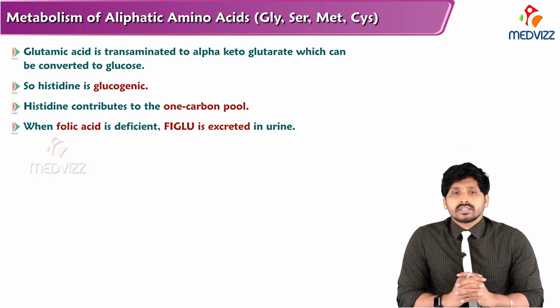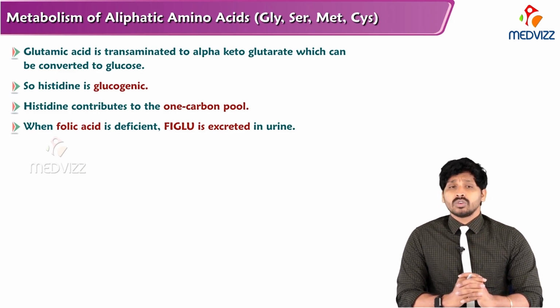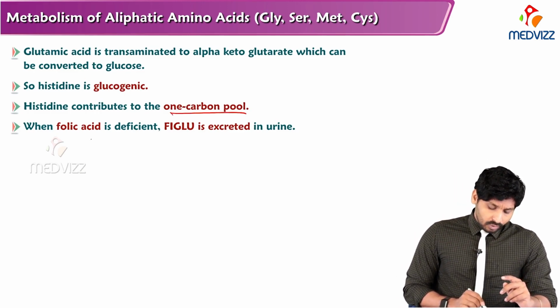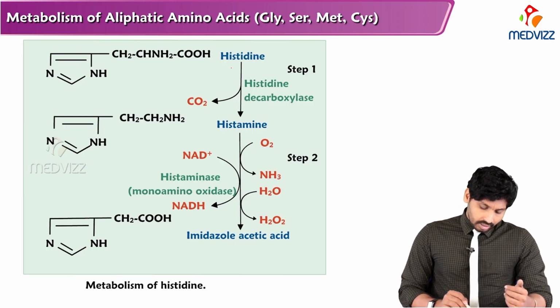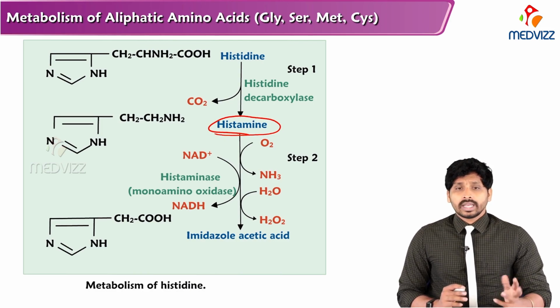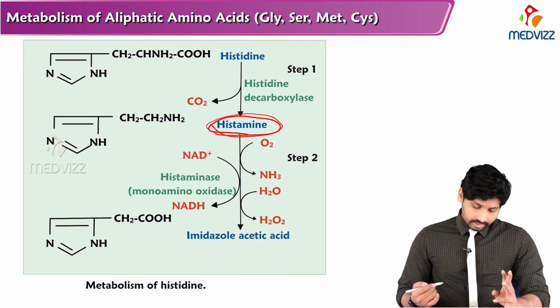Glutamic acid is transaminated to alpha ketoglutarate, which can be converted into glucose. Hence histidine is glucogenic, and histidine contributes to the one carbon pool, and when folic acid is deficient, FIGLU is excreted in the urine. Histidine is also converted to histamine, one of the important products coming from histidine, which is an important neurotransmitter. We'll discuss its functions in the next slide.